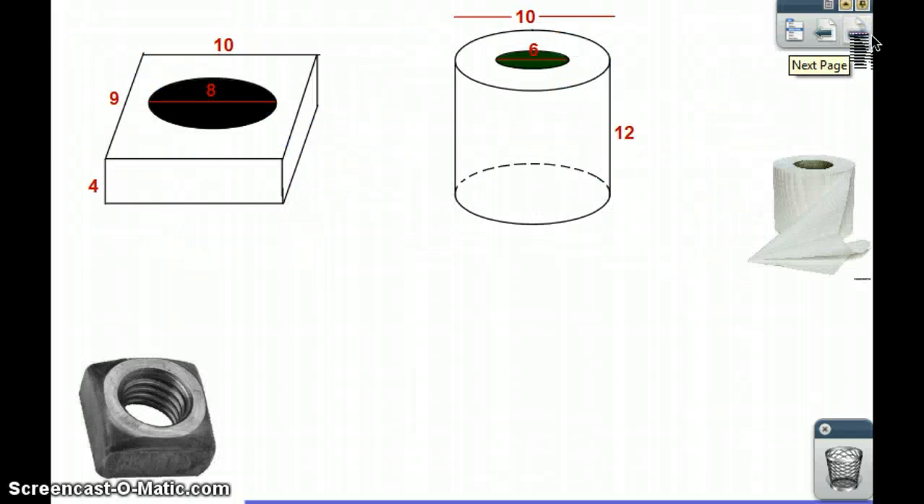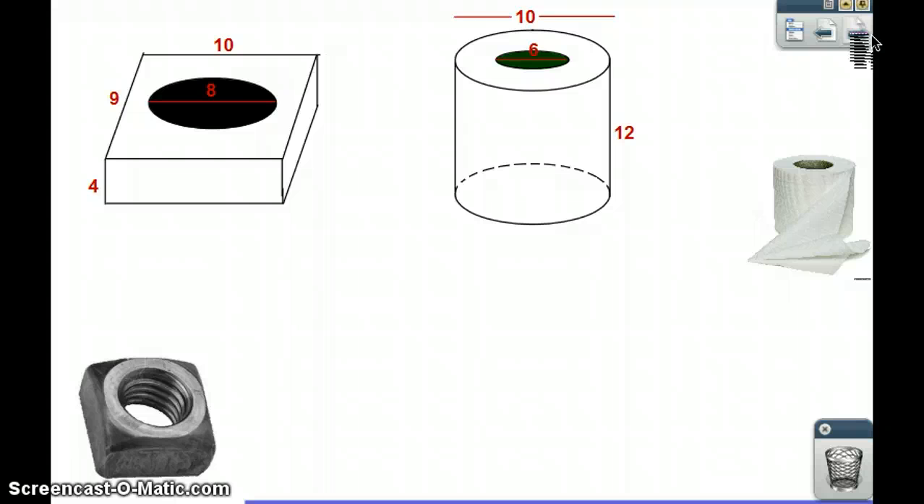Okay, these types of problems are a little different because we actually have two different 3D shapes involved. The first one is like a nut and bolt. It's a rectangular prism with this cylindrical section cut out. So this picture down below might help you see what it's going to look like a little bit better.